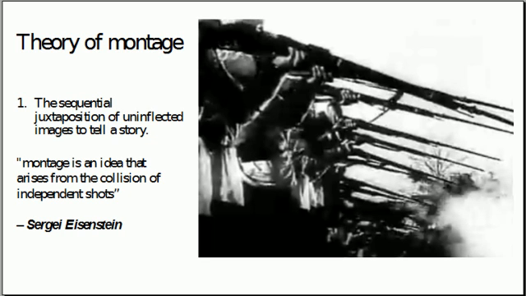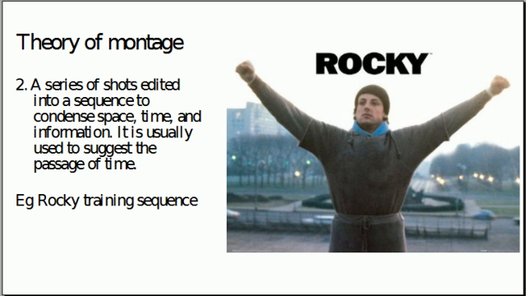And it was pioneered by Sergei Eisenstein, or the first meaning of it, the sequential juxtaposition of uninflected images to tell a story. That's Eisenstein's theory. The collision of independent shots. And really what you're trying to do is use the camera to tell the story, which is very relevant for animation because we like to show things as far as we can. And here's the Rocky training sequence, the second meaning of the term.